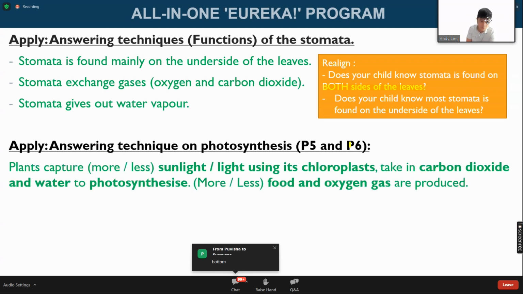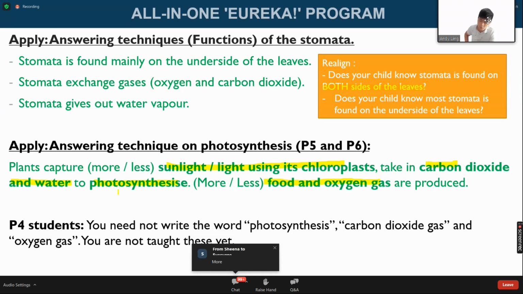And when you apply the answering technique for photosynthesis, this is what your child has already learned. A lot of factors. And you can see these are the phrasings that the child needs to know and use properly, and the words more or less, comparative words. Now, to the P3, P4 and P5 students, take note. You need not use the word photosynthesis because it's not taught in your school yet. You will only learn this at the end of P5 or P6. You are also not even taught about carbon dioxide gas, but not to worry, the phrasing is still relevant, just shorter for you. Plants capture more or less sunlight to make food. That's it. Easy, P3, P4 parents.